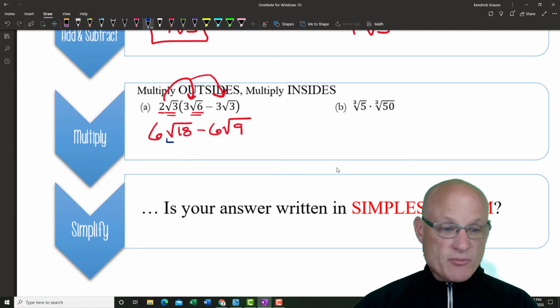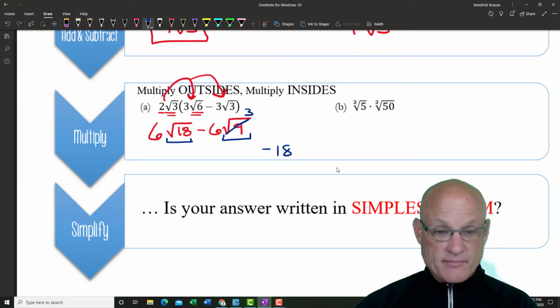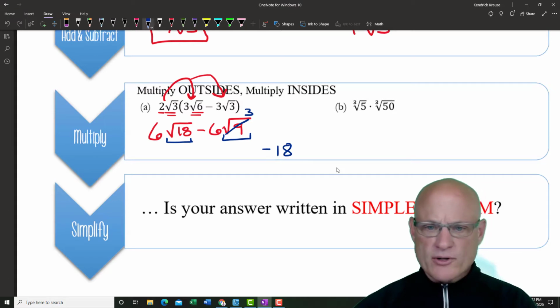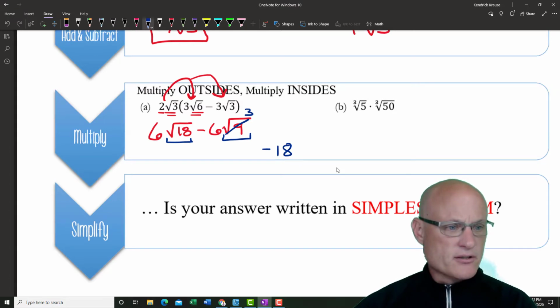Because this can be simplified, and of course this can be simplified. This is easy. This is just 3. So I know at the end of this I'm going to have a minus 18. But this is a little bit more interesting. So let me put this right over here.